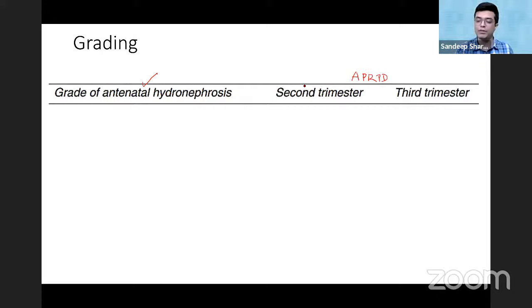APRPD values will be different in second and third trimester. Right. So first is mild antenatal hydronephrosis. If the anterior posterior renopelvic diameter value is between 4 to 6.9, it is not 7, please remember that, 4 to 6.9, that will be mild hydronephrosis, whereas in the third trimester, it will be 7 to less than 9 millimeter, right? 7 to 8.9 millimeter.